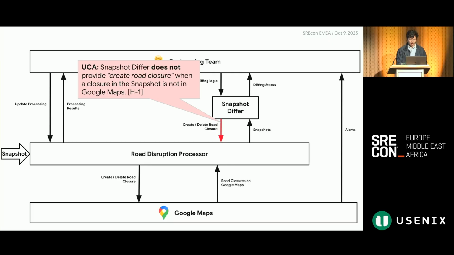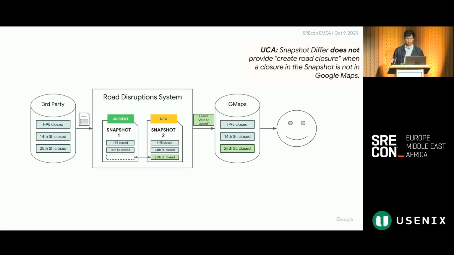Now, as we can recall from earlier when I was describing the underlying system, the differ's mental model assumes that the previous snapshot is equivalent to the state of Google Maps. But is that assumption always true? What happens if the previous snapshot does not equal the state of Google Maps? Can that happen? Well, let's dive in deeper.